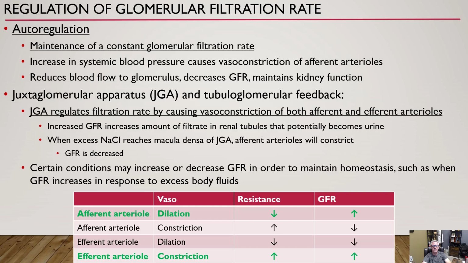Well, we have autoregulation, and all that is a maintenance of a constant glomerular filtration rate. We can increase our systemic blood pressure by vasoconstriction of our afferent arterioles. We've already talked about that. We can reduce the blood flow to the glomerulus. That's going to decrease our glomerular filtration rate, and that can help maintain the kidney function.